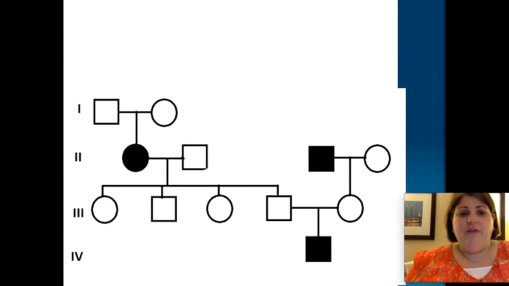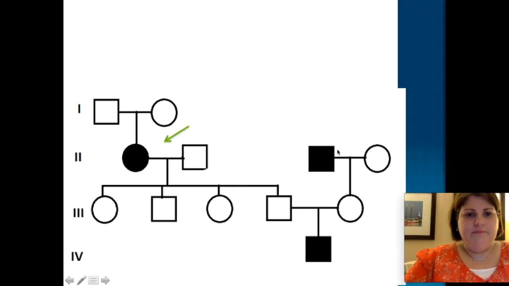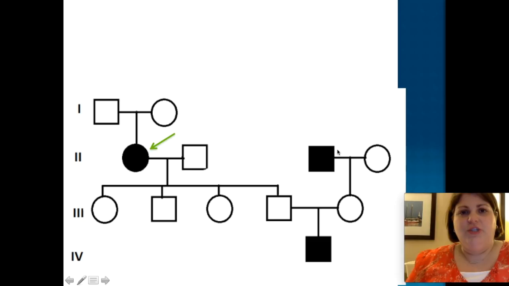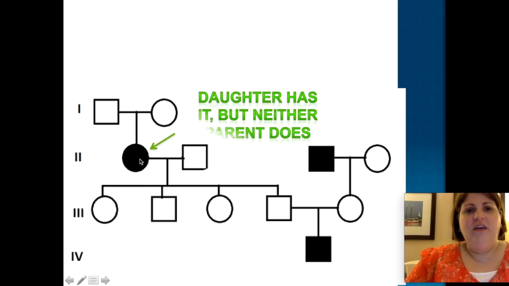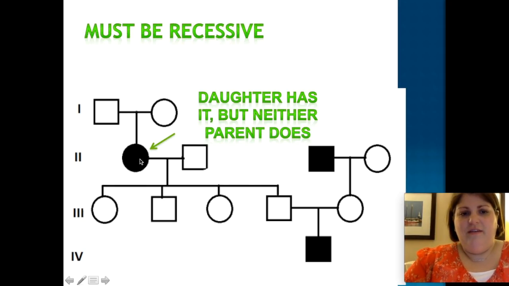Take a look at this pedigree. What conclusions can you make about it? First thing to notice is we have a child who has a trait whose parents don't have it. So in this case, the child is filled in, which means that she has a trait her parents don't have, which means that she has a recessive trait. So we conclude that this trait is a recessive trait.